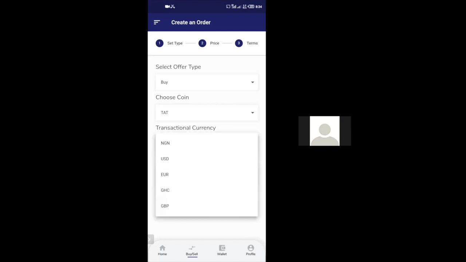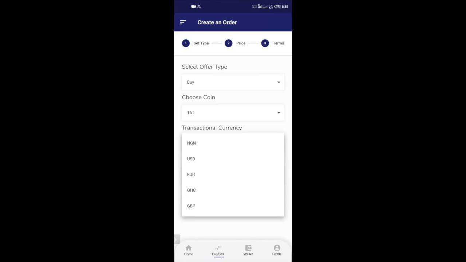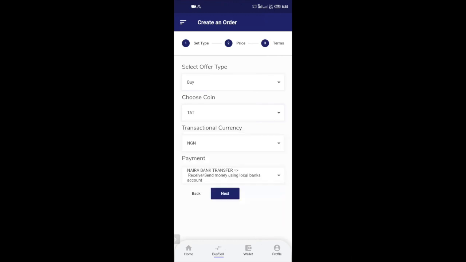You have different currencies. You can either choose to buy and pay in Naira. You can choose to buy and pay in US dollars. You can choose to buy in Euro. You can choose to buy in Ghana cedis. And you can also choose to buy in Great Britain pounds. So whichever suits your needs at the point in which you are buying, you can also use this service. So for example, now we are using Naira.